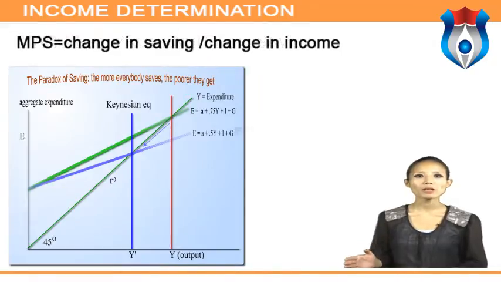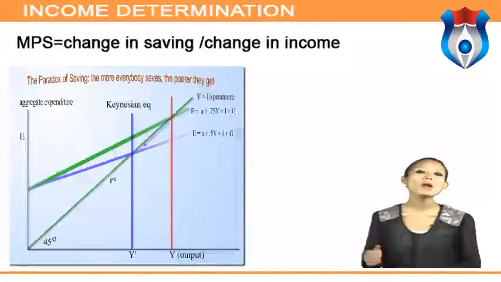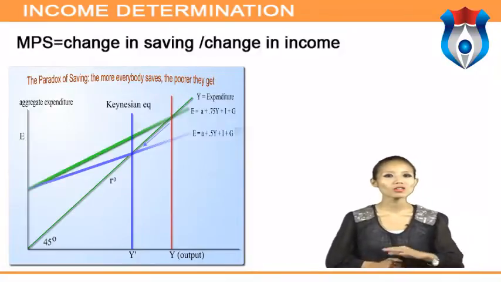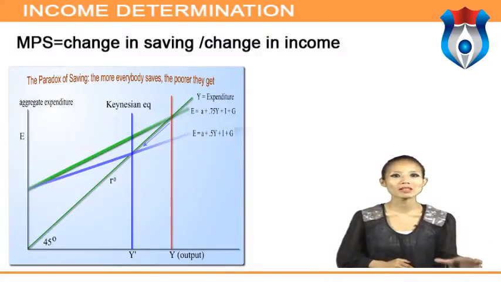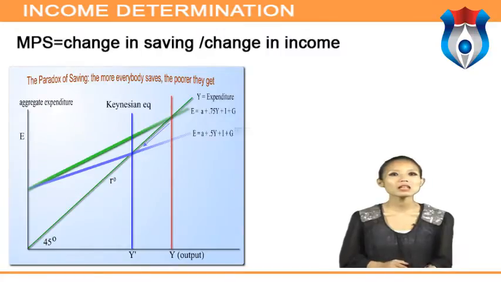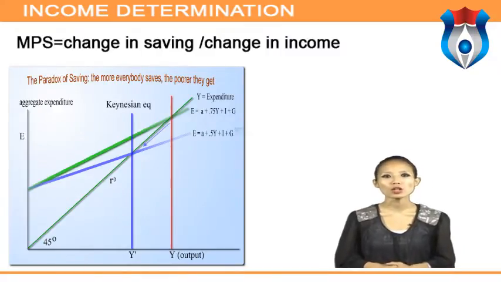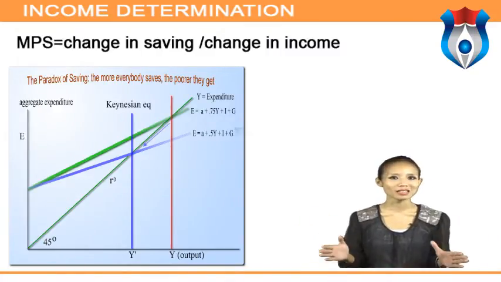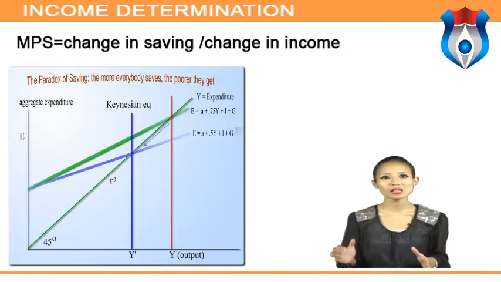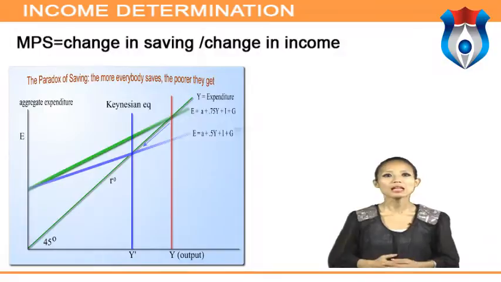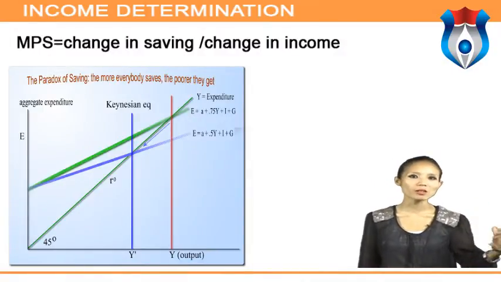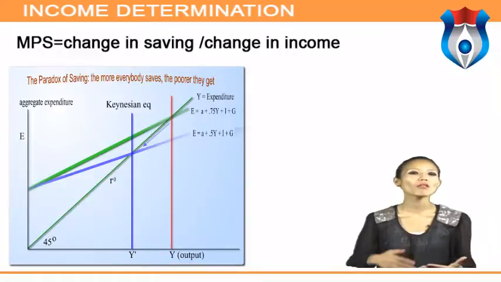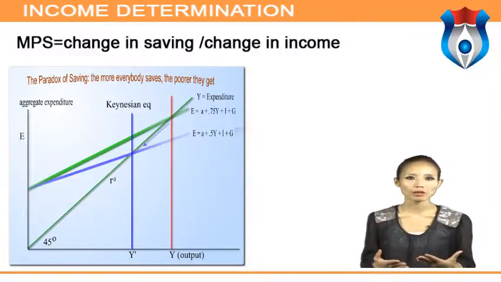First, the MPS captures induced saving, which one expects from the fundamental psychological law of consumer spending proposed by John Maynard Keynes as a key difference between the Keynesian theory and classical economics. Second, the MPS is the slope of the saving line, which makes it the foundation for the Keynesian injections-leakages model. Third, the MPS affects the multiplier process and the magnitude of the expenditure and tax multipliers.